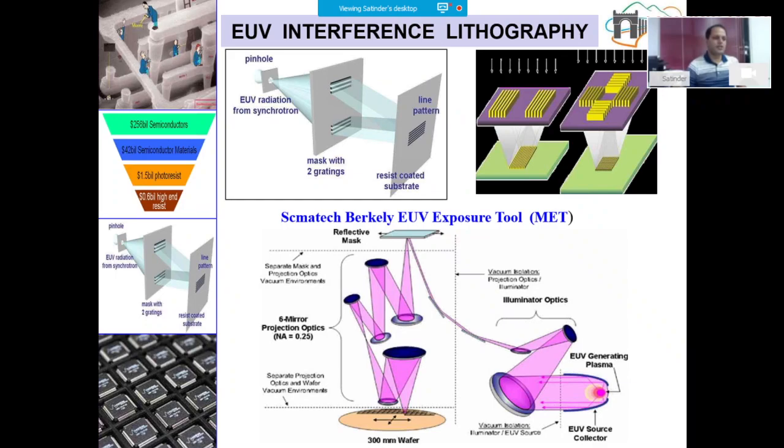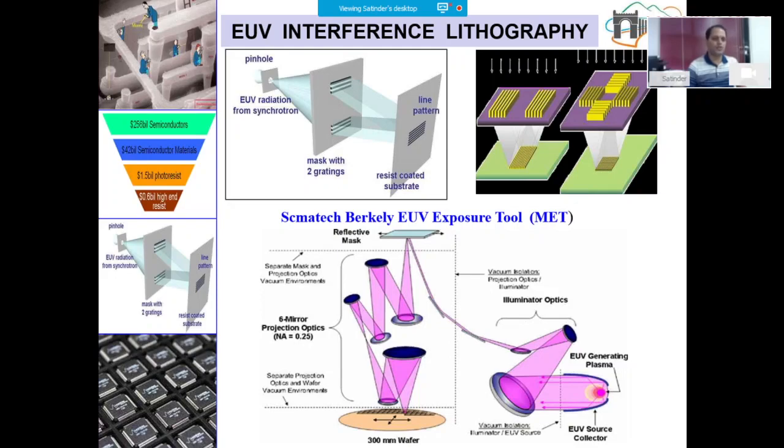So this is basically a laser, and this is how it will work. UV is generated from the source, then we have the mask, and your line pattern is patterned on the resist, that is your transistors. This is a tool which is available at Lawrence Berkeley, and we have also been using it for our work for the last couple of years.